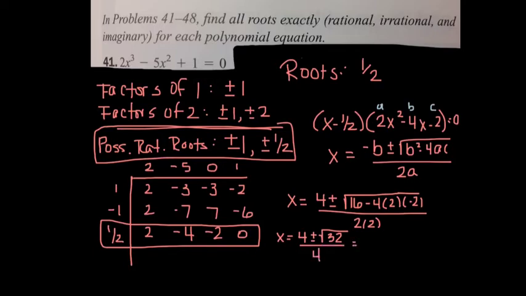Simplifying further, that gives me 4 plus or minus. The square root of 32 is just the square root of 16 times the square root of 2. That simplifies to 4 square roots of 2, all over 4. Finally, I can simplify by dividing each one of these terms by 4, so I get 1 plus or minus the square root of 2. These are my remaining 2 roots. I knew I was looking for 3 total roots.